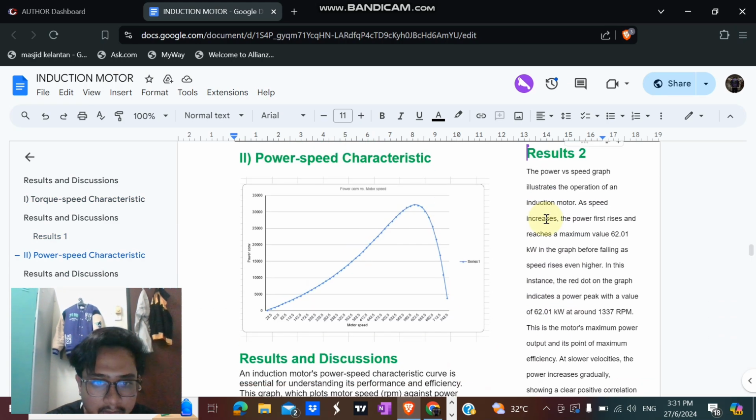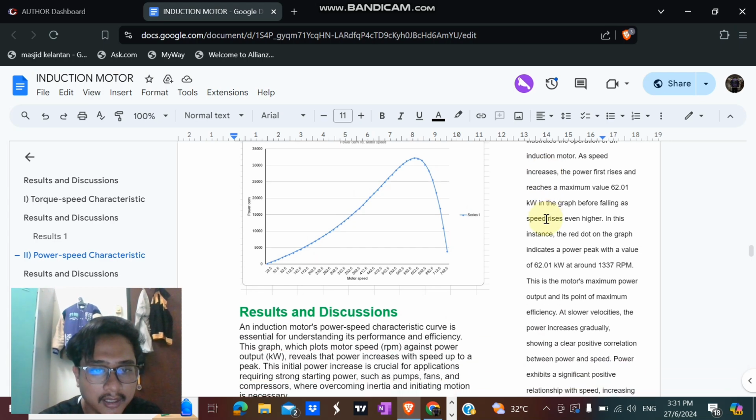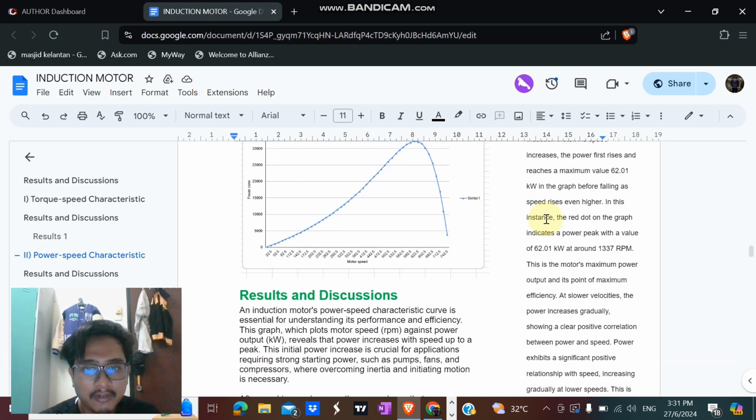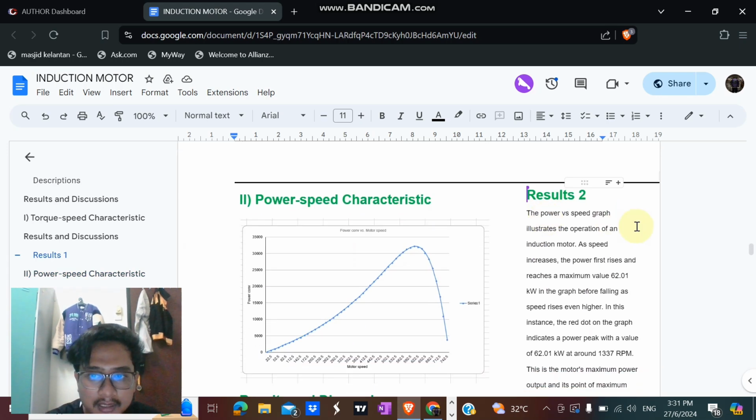This is the power speed characteristic. An induction motor power speed characteristic curve is essential for understanding its performance and efficiency. This graph plots motor speed against power output, and power increases with speed up to a peak. So the result, the power versus speed graph illustrates the operation of an induction motor. As the speed increases, the power first rises and reaches a maximum value. So we can look at the graph.